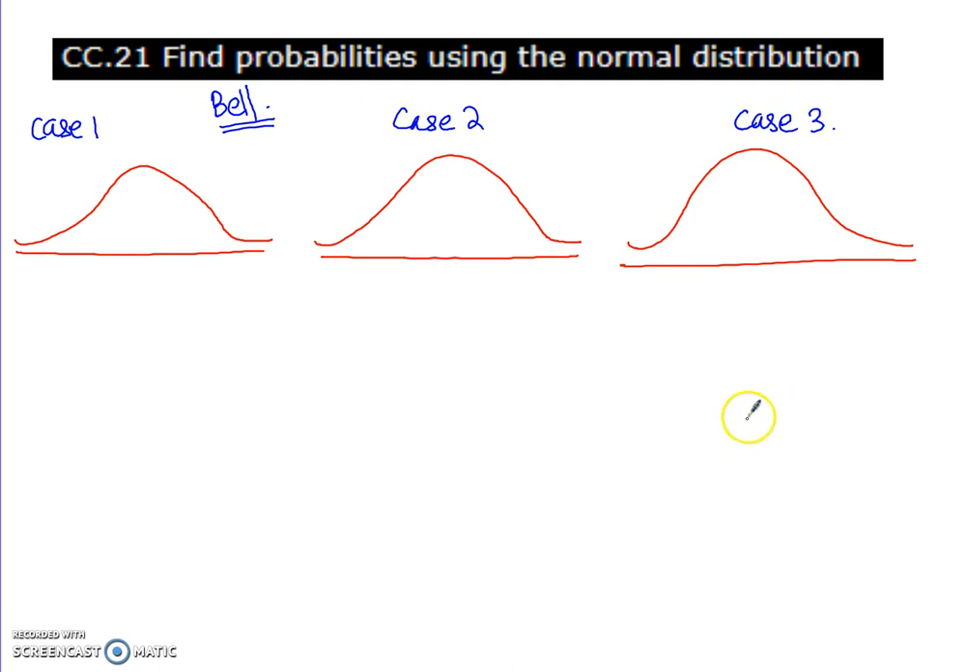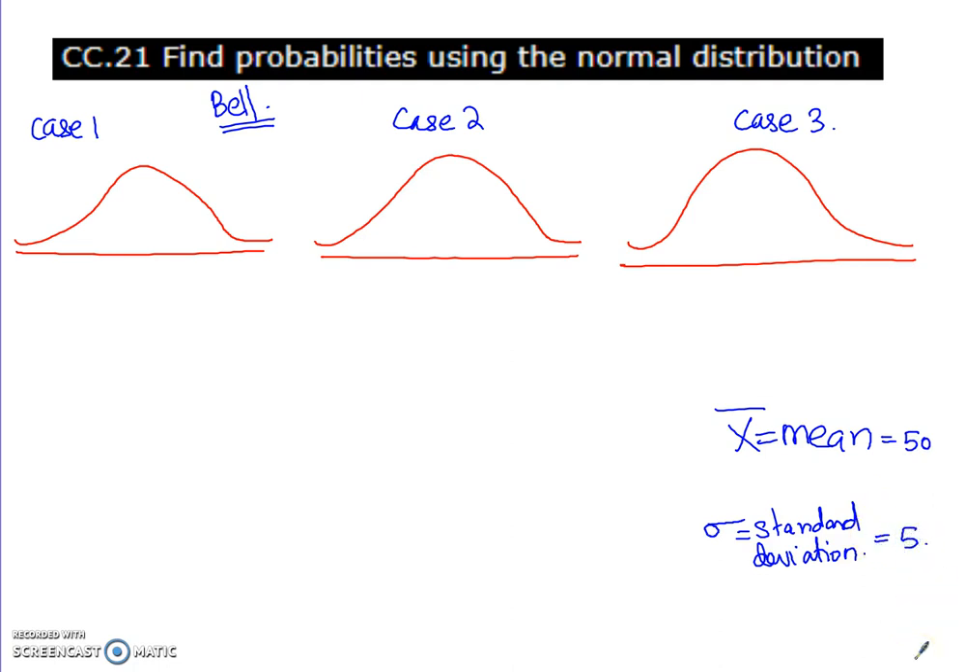Remember that the mean is given by the symbol x with the bar on top. It's called x bar, the mean. And this is the symbol for standard deviation. Now, I'm going to give you a simple example. Let's say the mean is 50, and the standard deviation is 5.